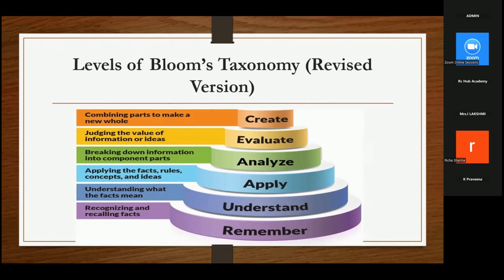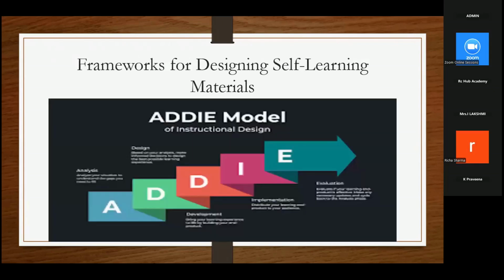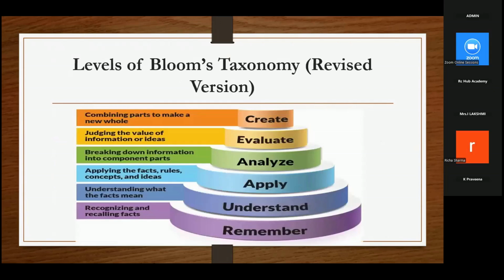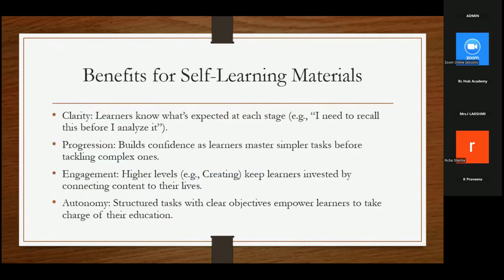So 4 things are there. One is called ADDIE. Second, Gagne's 9 events of instruction. Next one is Merrill. And next one is Bloom's taxonomy.